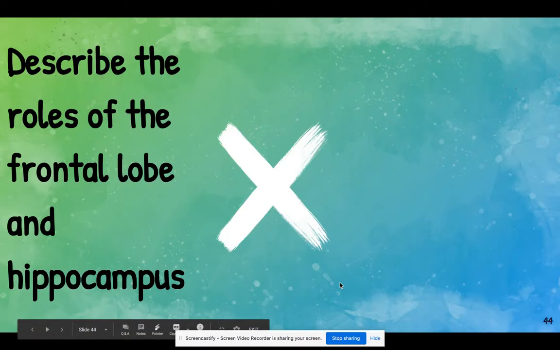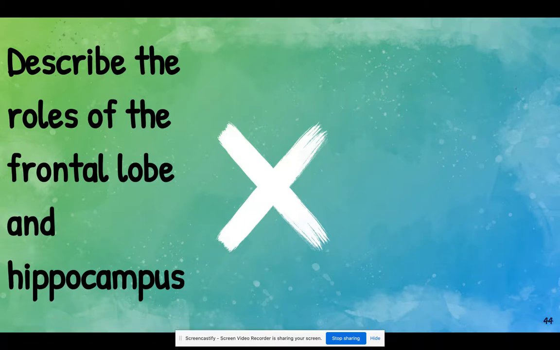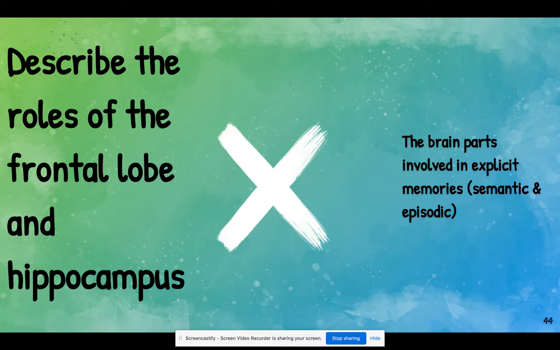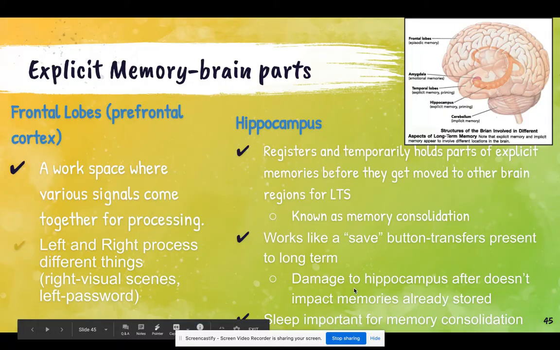So what about the brain parts that are involved? Well, we know that the frontal lobe and hippocampus are involved, and specifically, we know that those are the brain parts that are involved with explicit memories, meaning semantic and episodic. Now remember, we talked about semantic and episodic in previous videos. Semantic would be memories that are recorded according to meaning, like the AP psychology content that you're learning right now. It's like an encyclopedia or Wikipedia. It's facts and general knowledge. And then episodic would be sort of like the events of your life, so a trip that you took.